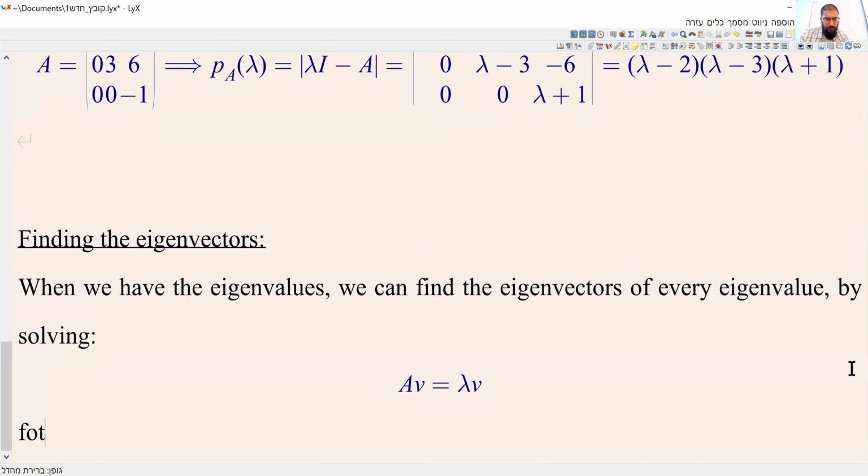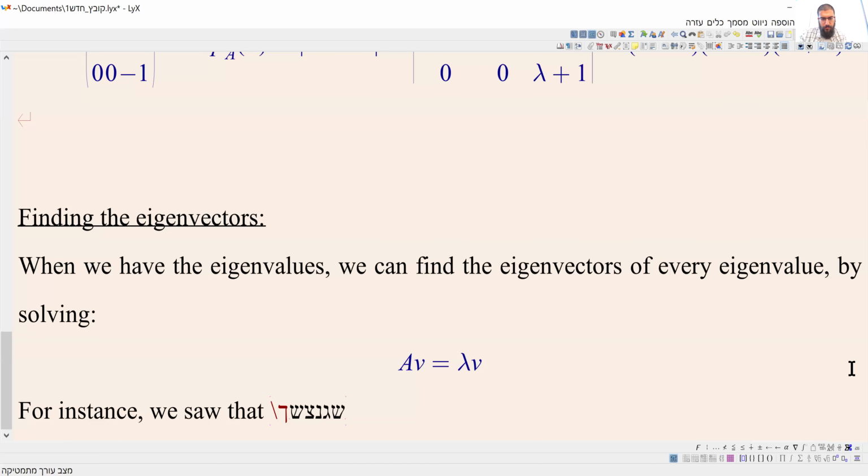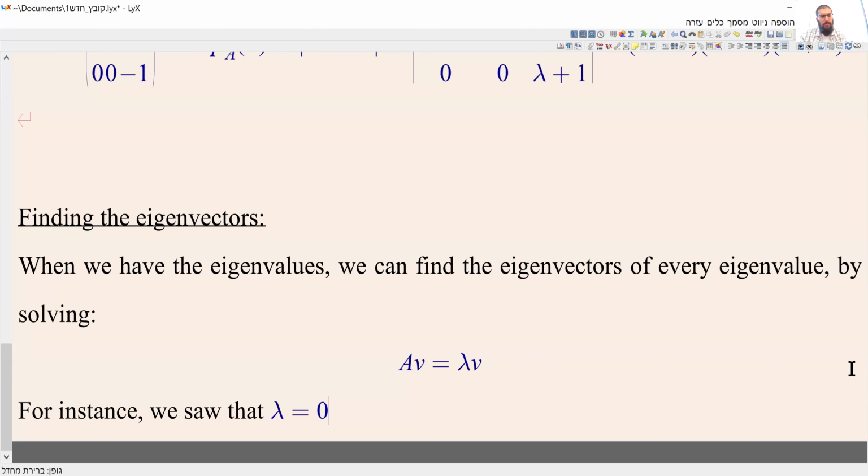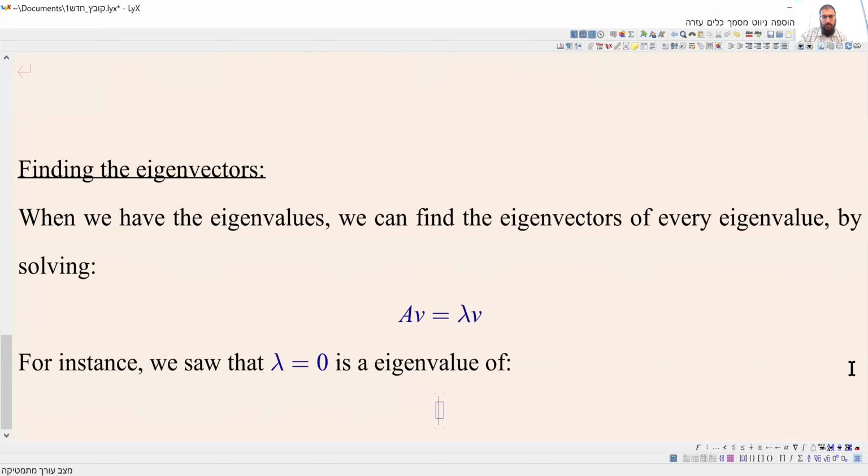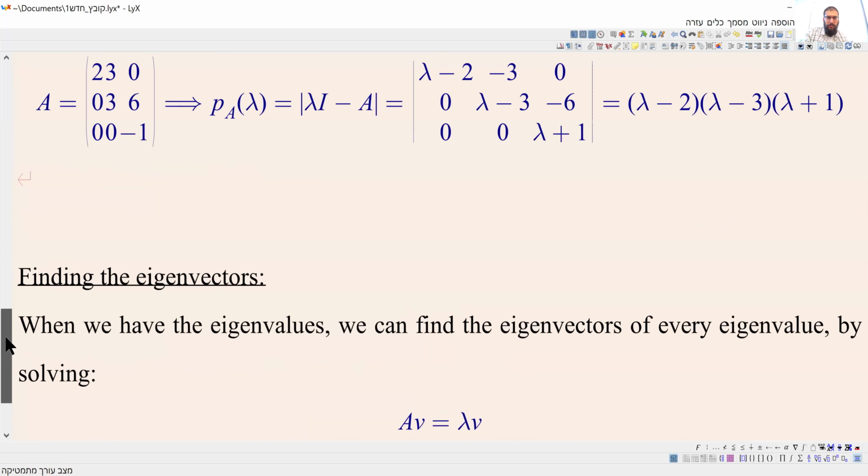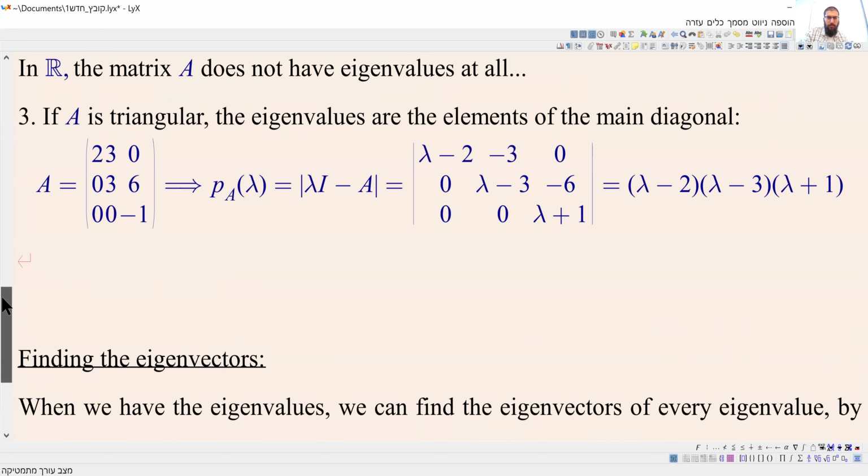For example, for instance, we saw that lambda = 0 is an eigenvalue of A, the matrix 1 2 3, 4 5 6, 7 8 9. Let's Control C and then Control V.